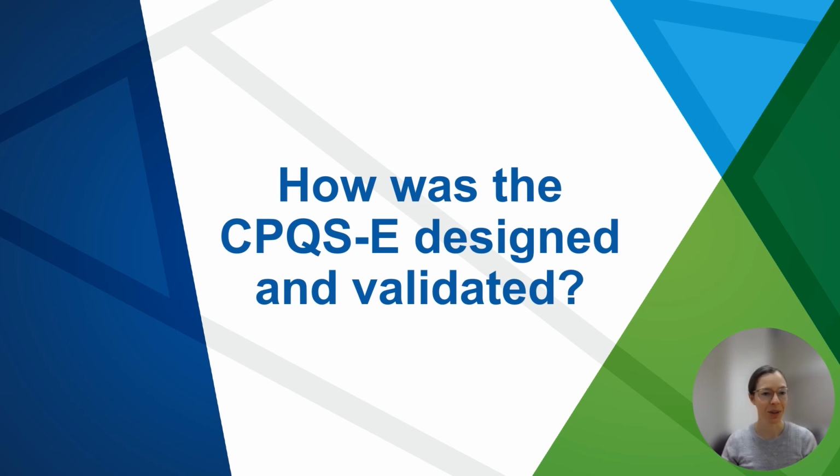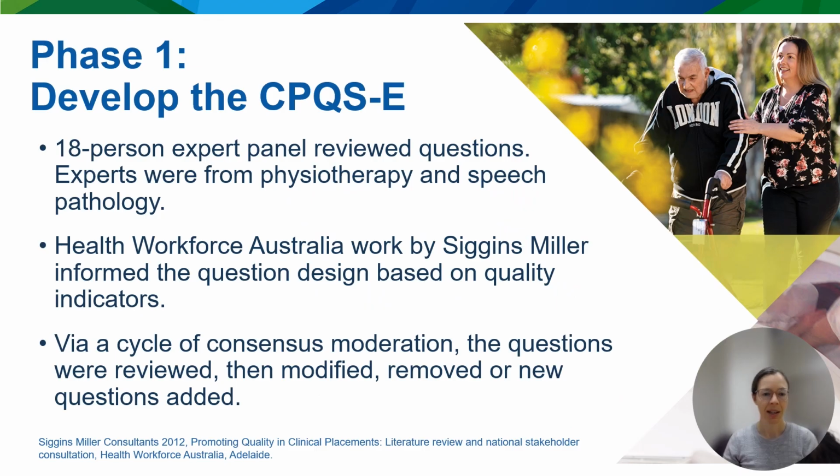So the educator survey was designed and validated following a similar process to the preceding student survey. In phase 1 of development, items for the educator survey were developed by a research team using the Siggins-Miller report, the student survey and other published surveys. A panel of clinical education experts was convened to review the items in order to establish content and face validity. This panel included 18 members who contributed from across the Queensland universities and the public health sector from both physiotherapy and speech pathology.